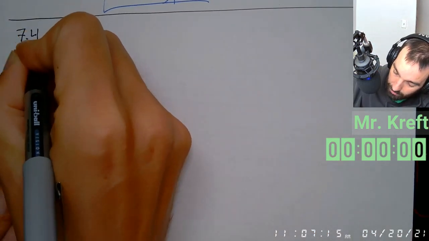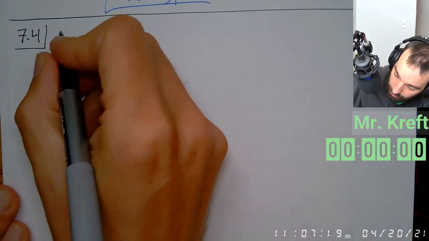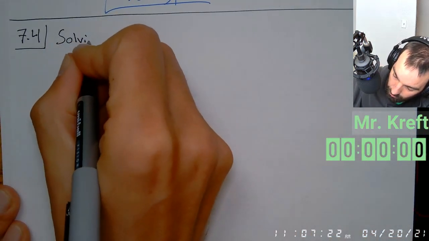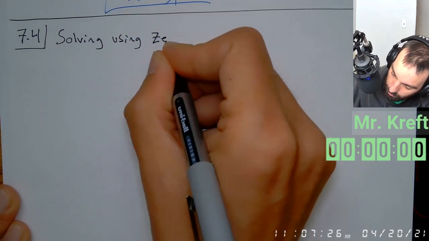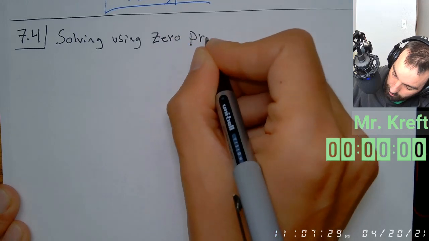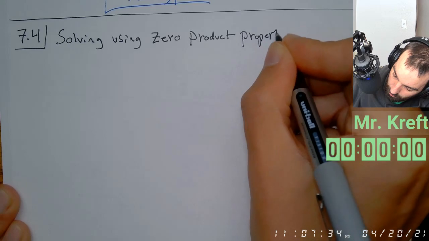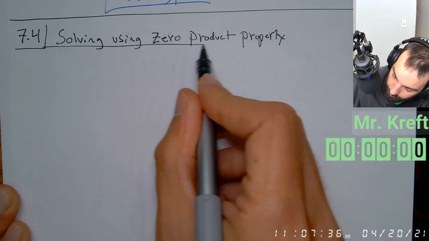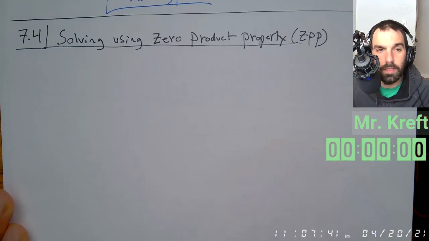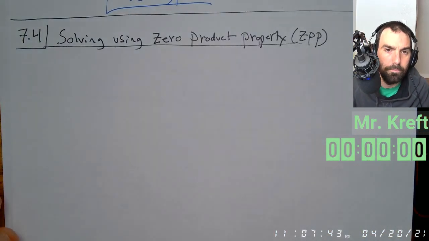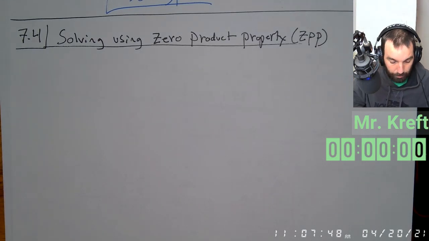All right, so the last thing that's going to be on this midterm exam is solving using zero product property, or I call it ZPP. Okay, zero product property. So let's take a look at a couple examples of the zero product property.